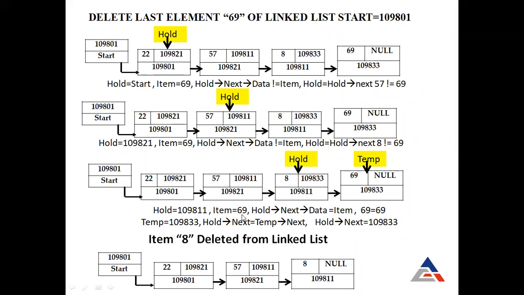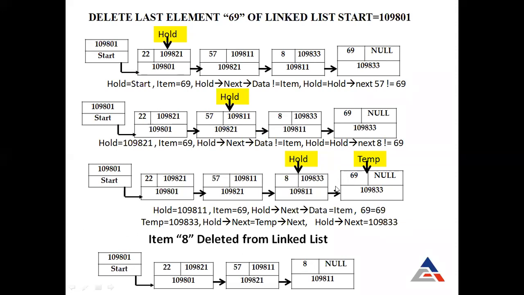The item I want to delete is 69. Hold of next of data. This is hold. Hold of next is 109833. This becomes hold of next, and data is 69. Hold of next of data means 69 is equal to item, which is 69. This becomes true over here. I found the location where 69 is.